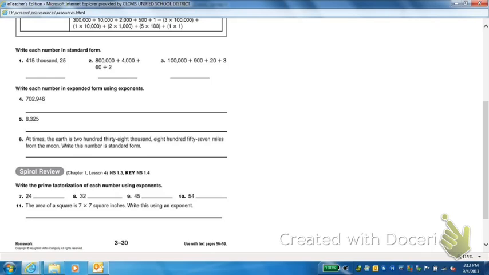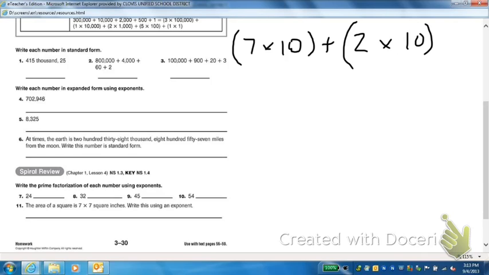For number 4, it says write each number in expanded form using exponents. Okay, this one's going to take a while. We have 702,946. So, I'm taking my 7. All these numbers are going to be multiplied by 10. If there's a 0 in there, you don't have to do anything to that. You just leave it blank. The next one I have is a 2. So I can go ahead and do this to all the numbers.